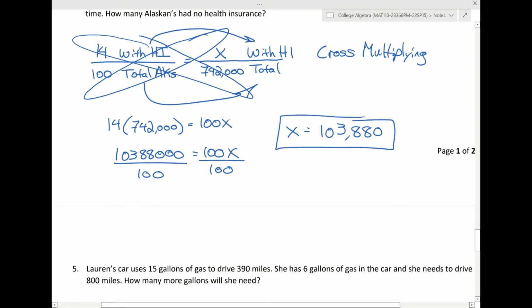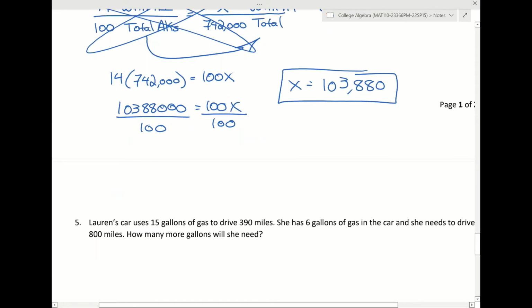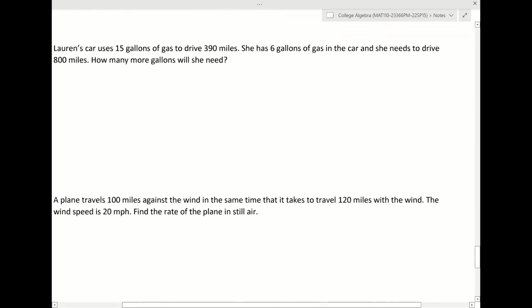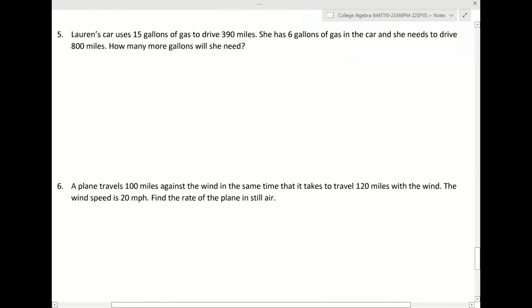Let's keep going. We have 4 more problems left and about 15 minutes to go. For problem number 5, Lauren uses 15 gallons of gas to drive 390 miles. She has 6 gallons of gas in the car, and she needs to drive 800 miles. How many more gallons will she need?